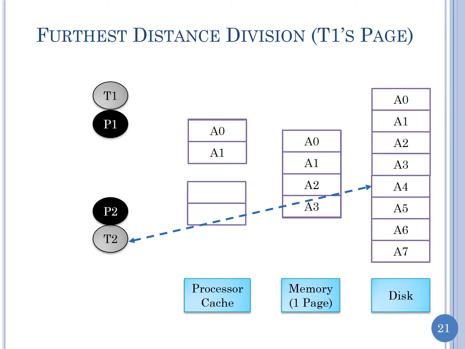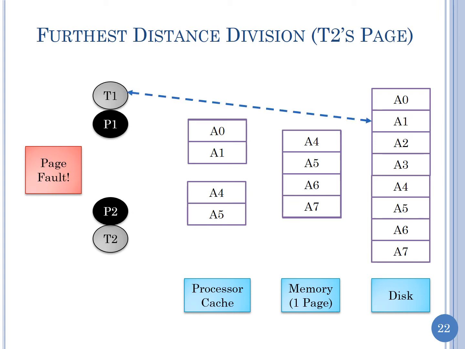Okay, so T2 accesses A4. And this is for you, Hunter. Now what's going to happen? It goes to the cache. No, it goes to memory first. It goes to memory first, and then you get these page faults.